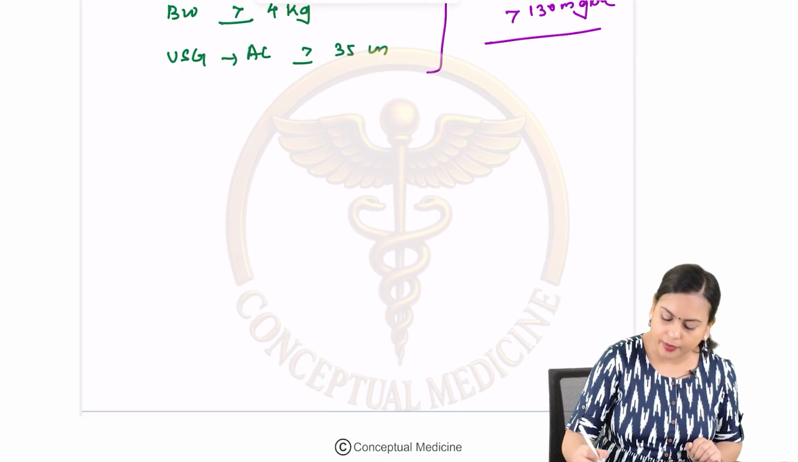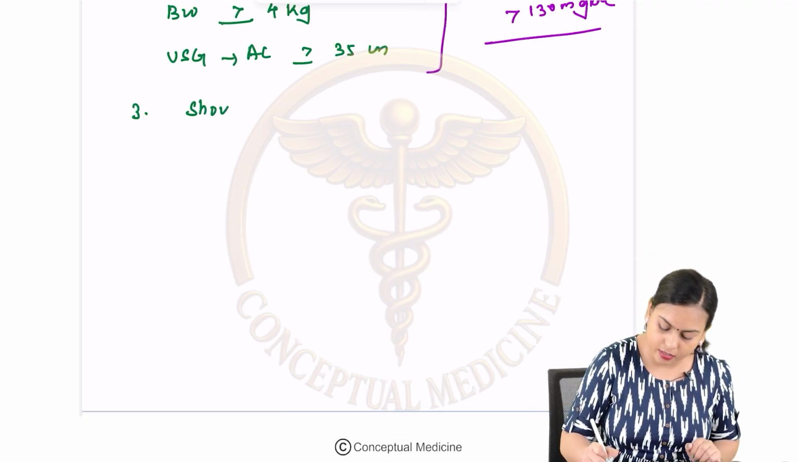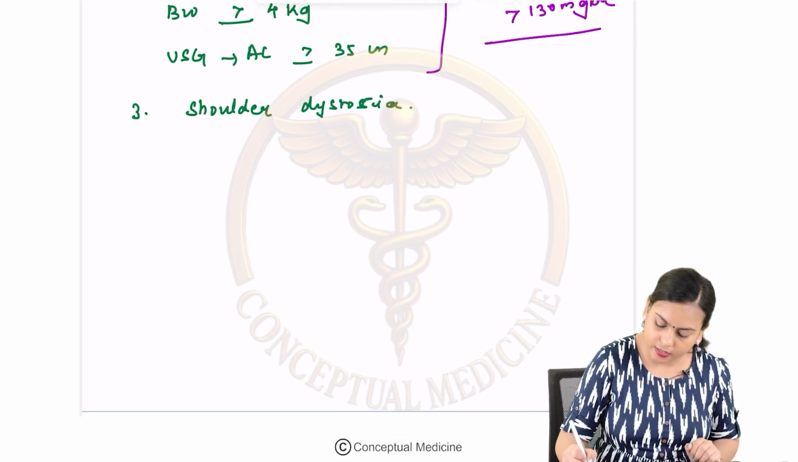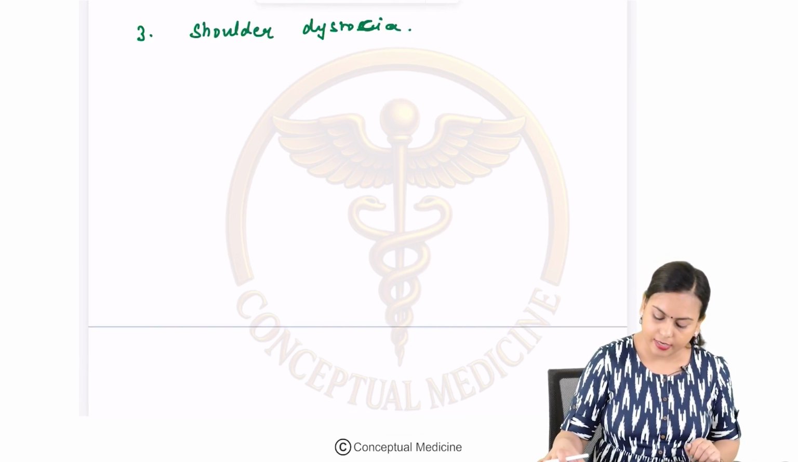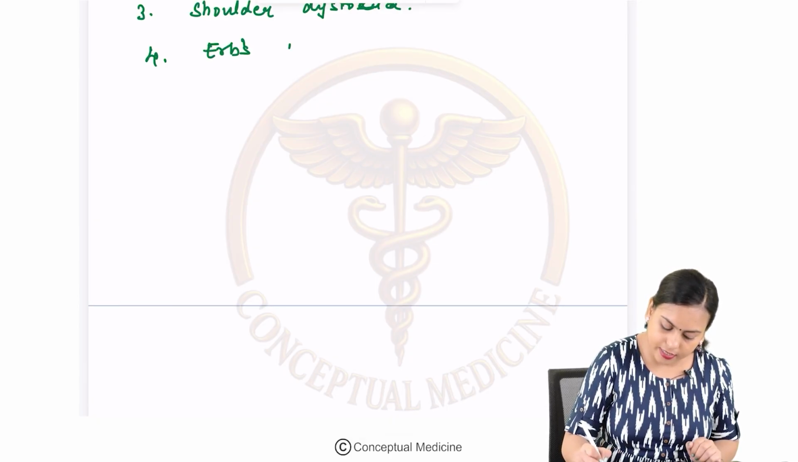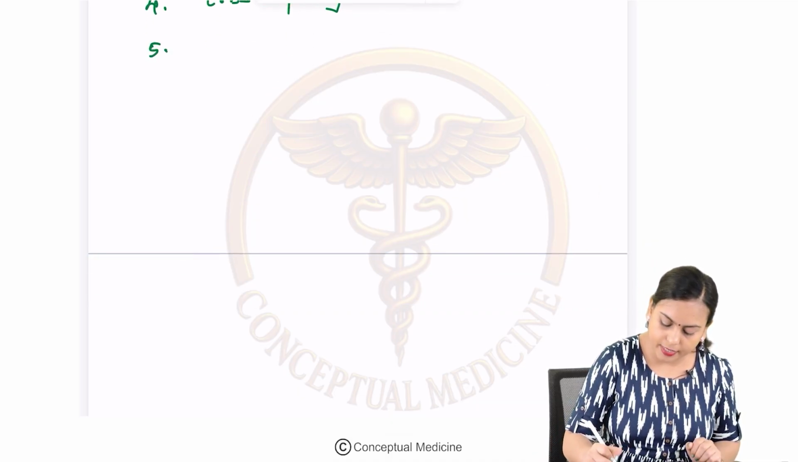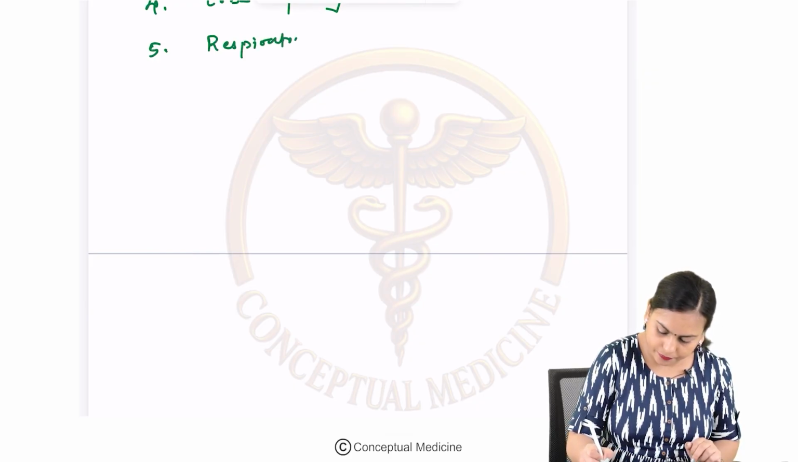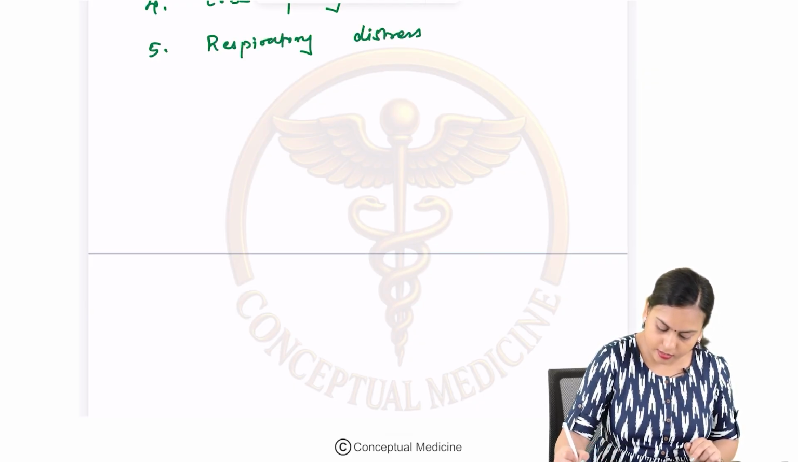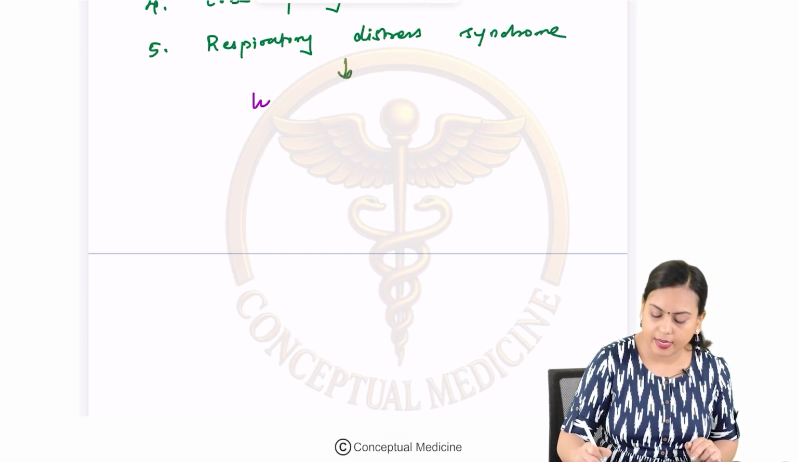Now, the baby is macrosomic. What complication can you expect while delivering? Yes, she can end up in shoulder dystocia. There can be a chance of shoulder dystocia during delivery. And due to shoulder dystocia, obviously, nerve injuries can occur. So, Erb's palsy is possible. Other complications like respiratory distress syndrome can occur.